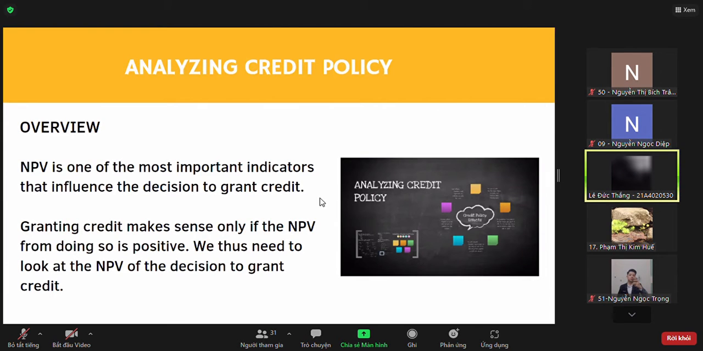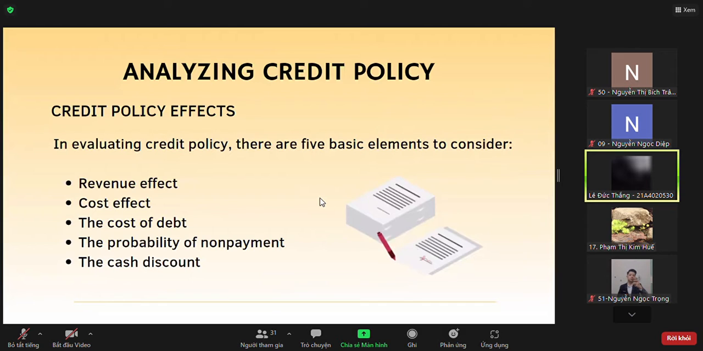So we move to the analyzing credit policy part. In this section, I want to analyze in detail part of credit policy by taking a closer look at some components that impact a company's decision to grant credit. One of the most important items in granting credit is NPV, and in fact, the NPV from accepting credit is positive, and the enterprise often accepts the credit. And with analyzing credit policy, I want to look at the credit policy effects.